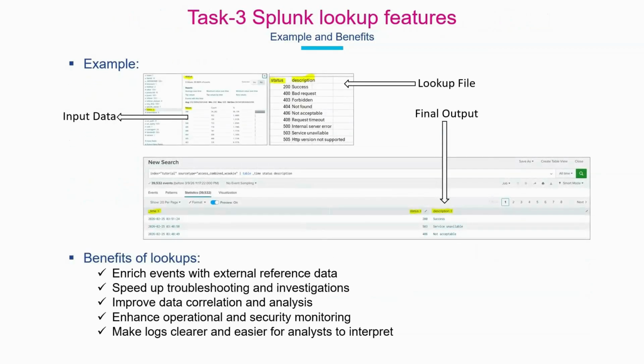In task 3, we used Splunk lookup features. In this task, from Splunk input data, we got the status code, and from lookup files, we got the descriptions. Using Splunk lookup, we got the final output, and it makes our analysis efficient because we directly get the descriptions from our results.